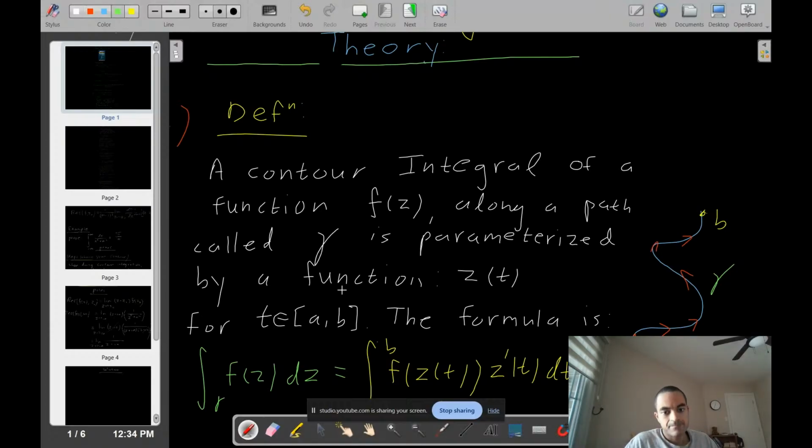Path is called gamma, and gamma is parameterized by a function z of t for t belonging to the closed interval a and b. And the formula for any contour integral is, in reality, a line integral over a path of f of z dz, and that's equal to the integral from a to b of f of z of t times z prime of t dt.